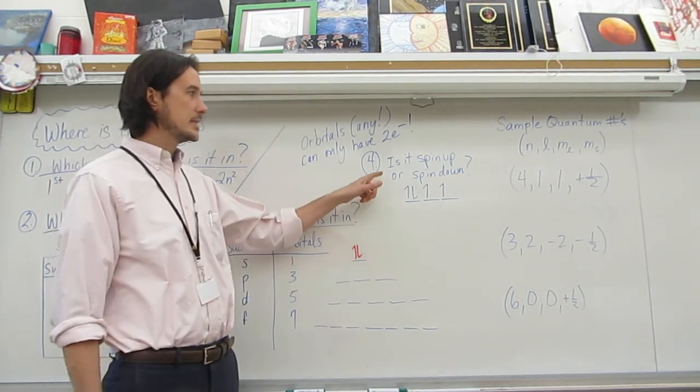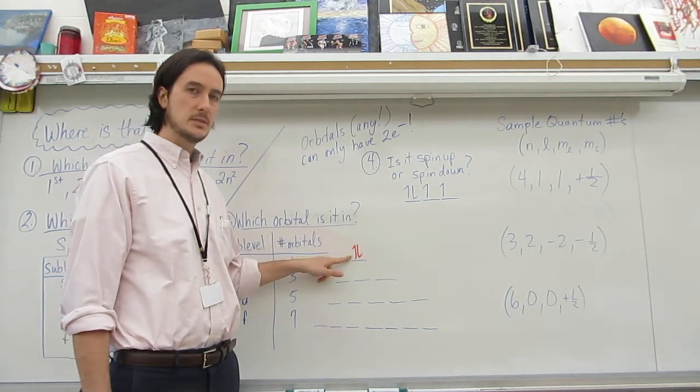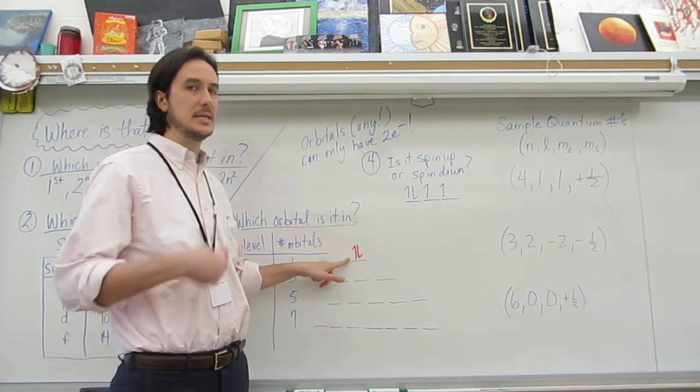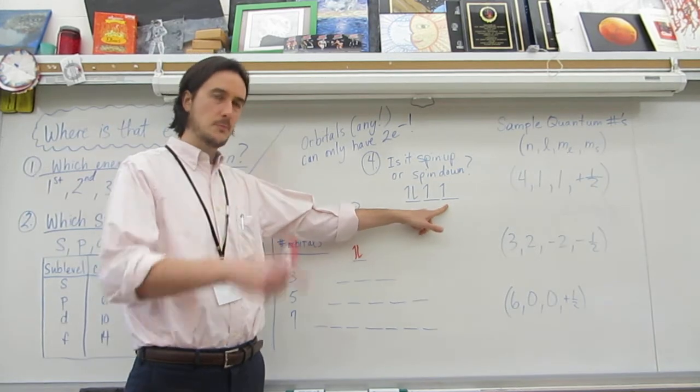The last question is, is it spin up or spin down? So you can see the way I drew these lines. These lines represent electrons in an orbital. The first one, by convention, we draw pointed up.